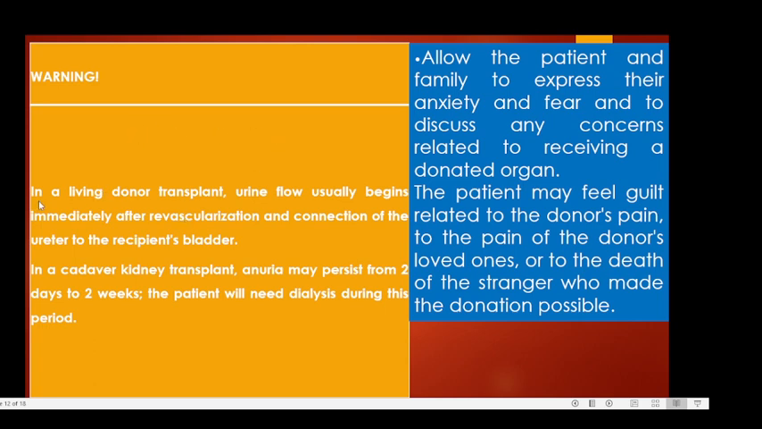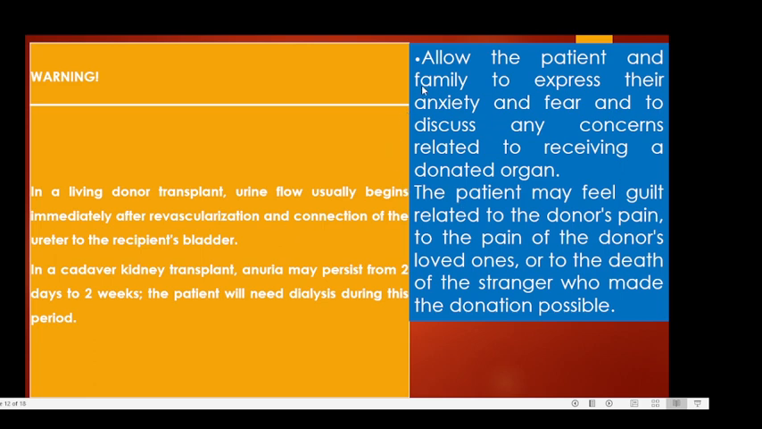There's a warning, guys, and it's important to know that in a living donor transplant, urine flow usually begins immediately after revascularization and connection of the ureter to the recipient's bladder. Once the connection is there, urine production starts immediately. But in a cadaver kidney transplant, anuria may persist for 2 days to 2 weeks. The patient will need dialysis during this period.